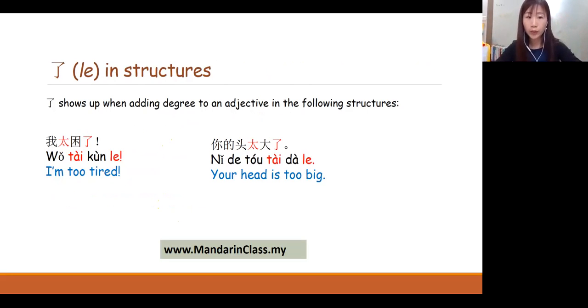So 我太困了。你的头太大了，OK。We also can say 我太胖了，I'm too fat。我太胖了，OK。So this is how we use 太 and 了. This is actually also to talk about the different levels of the adjective that you want to describe. So the 太 and the 了 means like too, okay. The level is more than 很 and 真 already. 很 is very, 真 is really. So we use 太 and 了.